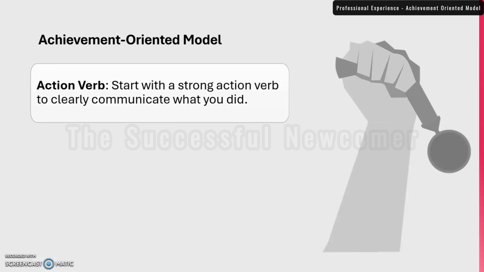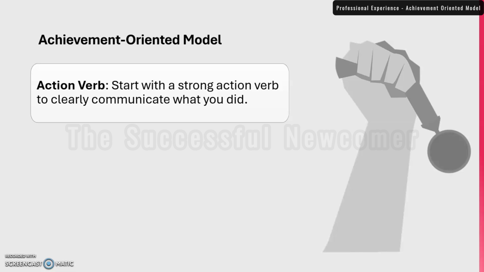So let's dive in. So the first thing, there are three parts to the achievement-oriented model. The first part is the action verb. So you want to be starting your statement with a strong action verb. Like, it has to clearly communicate what you did.